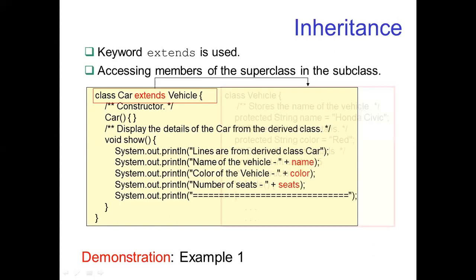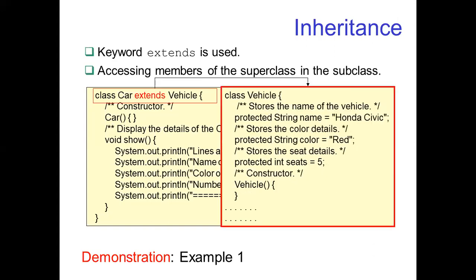So what is the vehicle? You can observe the Vehicle class has String name, String color, and number of seats. I have all those members. These data members, or instance variables, are declared under the protected section. And here we are using the Vehicle constructor as well.